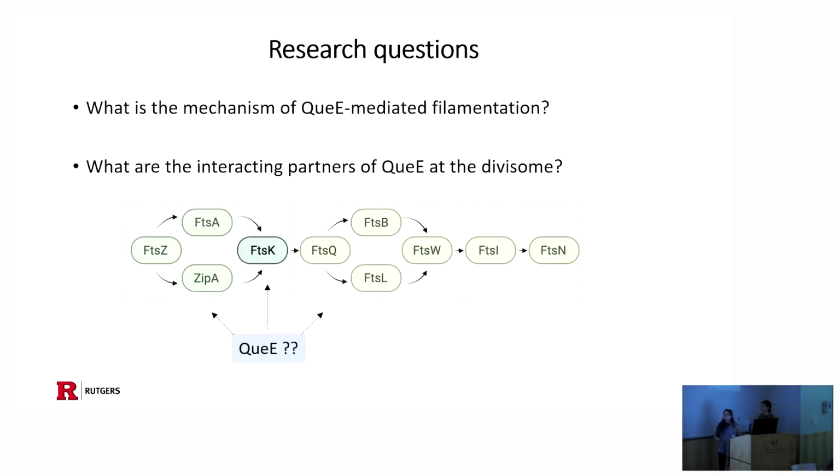So first, we want to ask, what is the mechanism of QueE-mediated filamentation? In order to answer this, we want to first find the interacting partners of QueE that are found at the divisome. I would like to show you images in the upcoming slides from our microscopy experiments that co-localize the proteins of cell division with FtsZ, in order to see whether they are found sequentially and if they are recruited fine when they are stressed under upregulation of QueE.